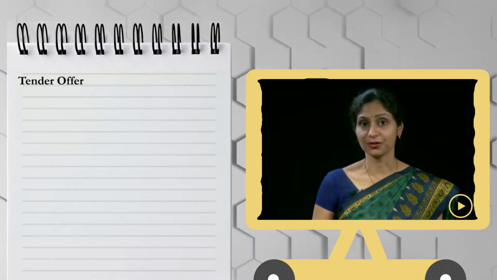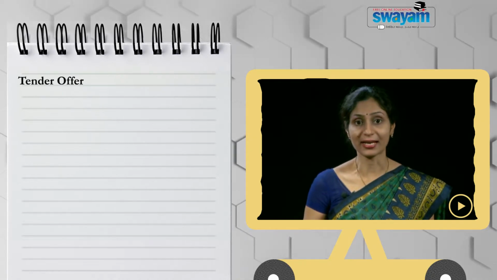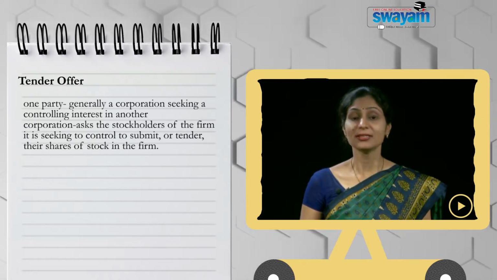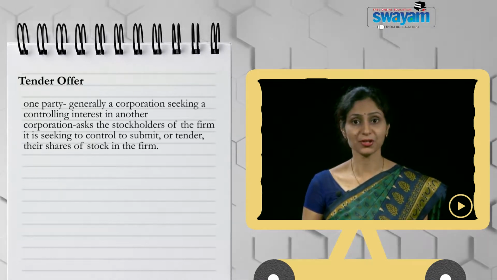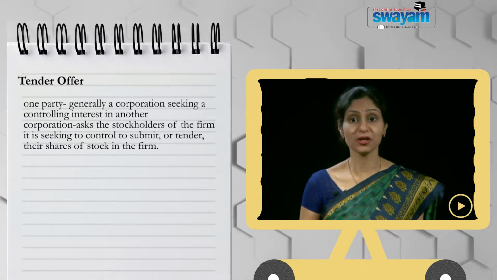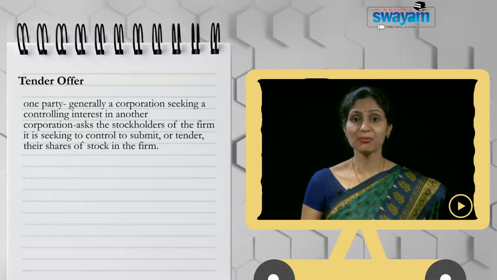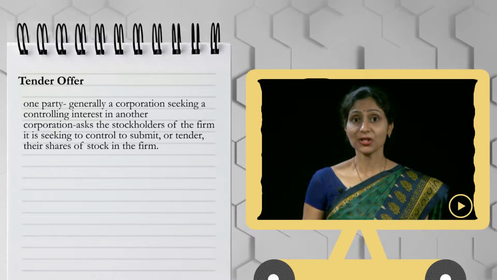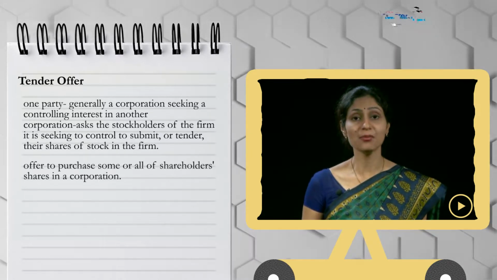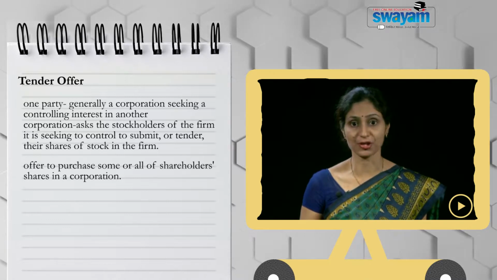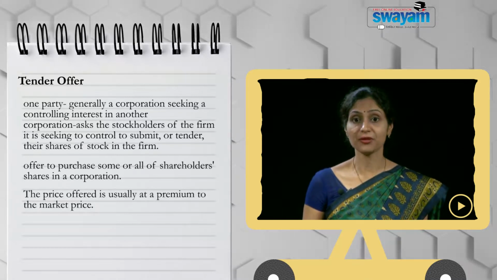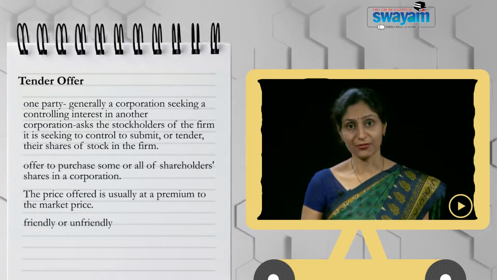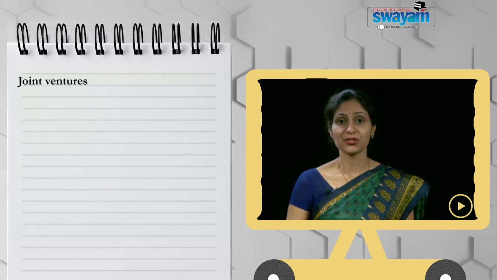Now what is a tender offer? This is again a kind of corporate restructuring activity. In case of a tender offer, one party, which is generally a corporation seeking a controlling interest in another corporation, asks the stockholders of the firm which it is seeking to control to submit or tender their shares of stock in the firm. In such a case, the offer is to purchase some or all of shareholders' shares in a corporation. The price offered in a tender offer is usually at a premium to the market price, and it can be either friendly or unfriendly.